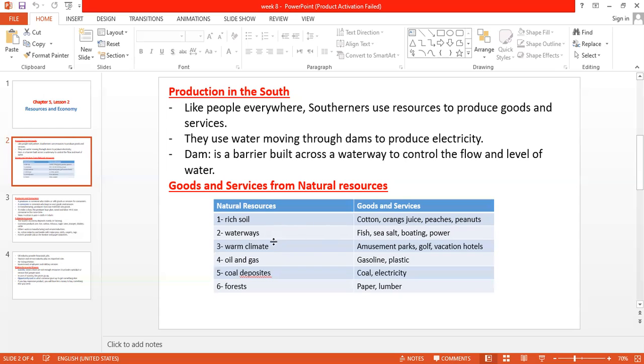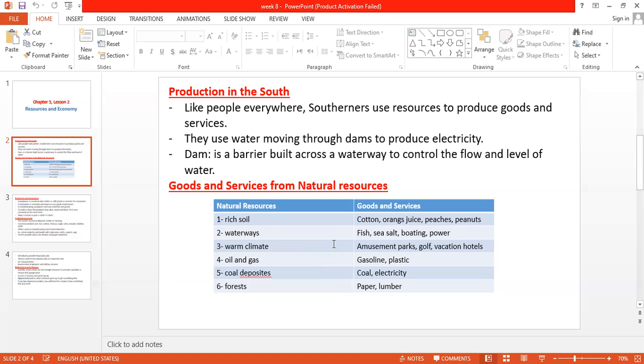Okay, what else? The South has a warm climate, and we discussed that before. You know that the South is quite near the equator, right? We talked before about the location of the South and what the climate in the South was. So we know that the South has a warm climate because it's quite near the equator.